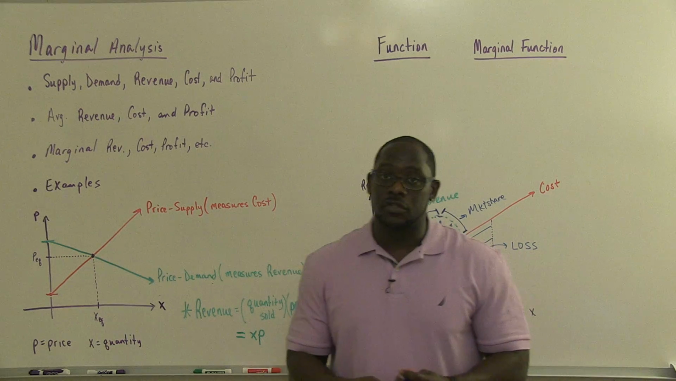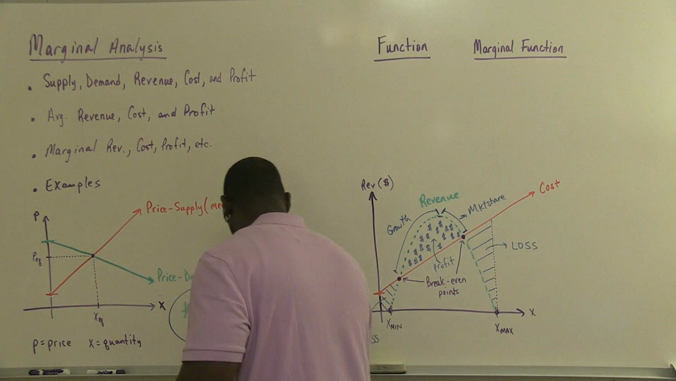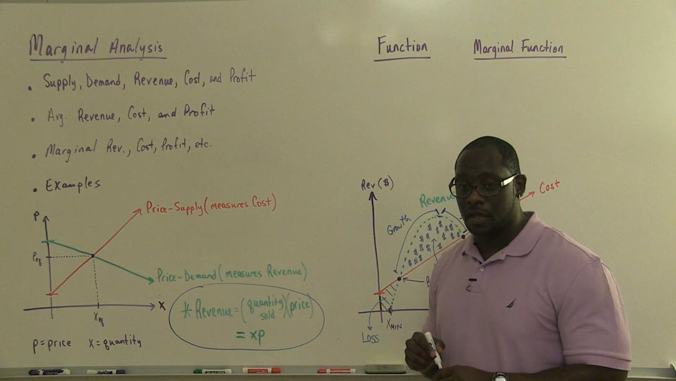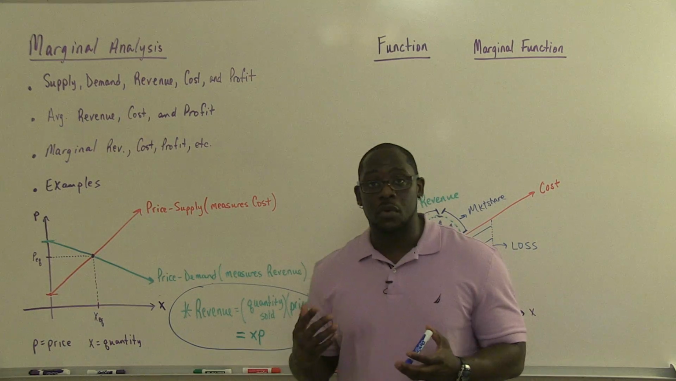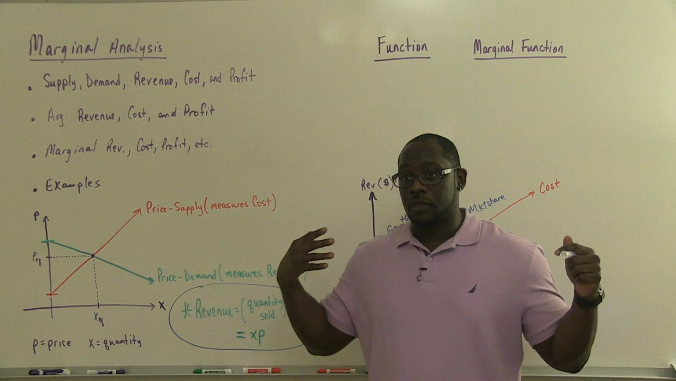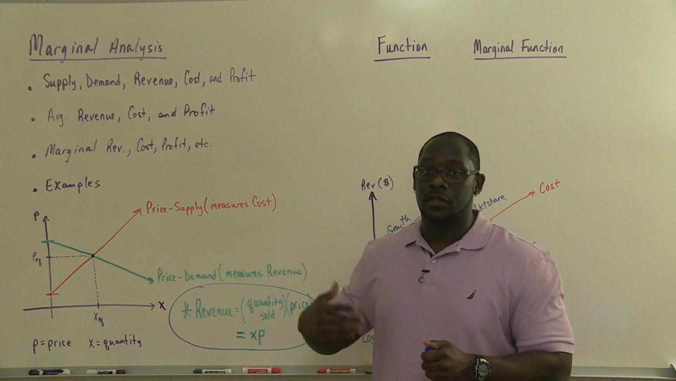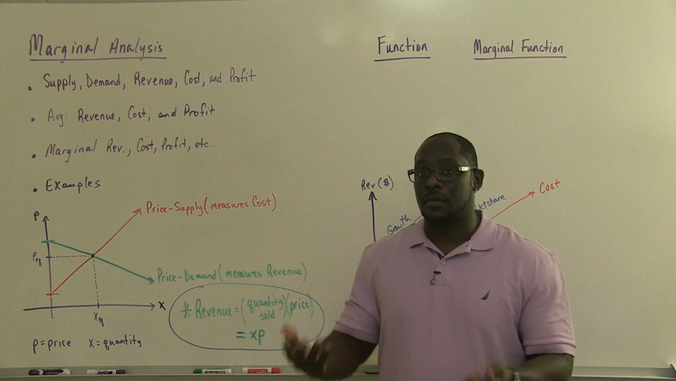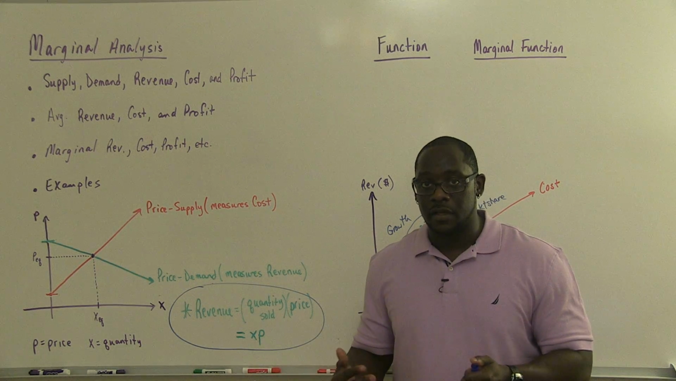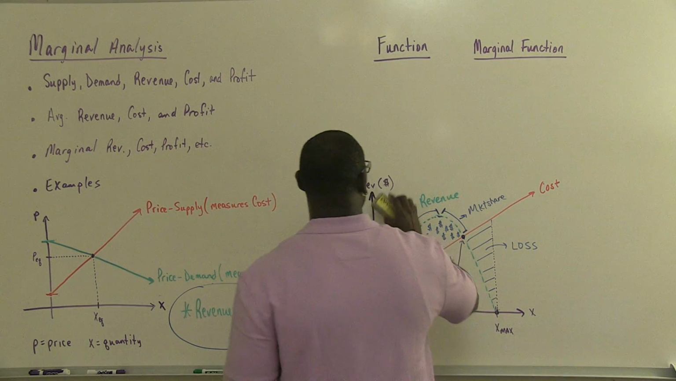So now what I want to do is, since we've talked about this and we've noticed that revenue is equal to quantity sold times price, what I want to do now is focus more on what it means to have a revenue, cost, profit equation, define those, and then from there, we'll talk about average cost, revenue, and profit, and then we'll do some examples. So I'm going to go ahead and erase this.